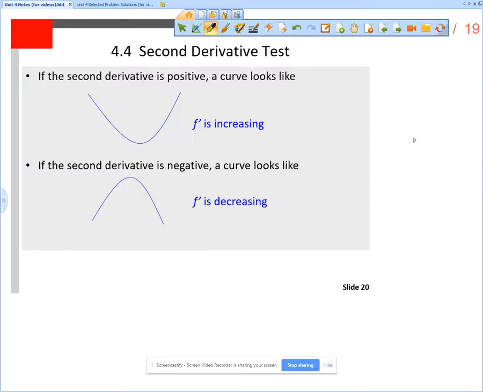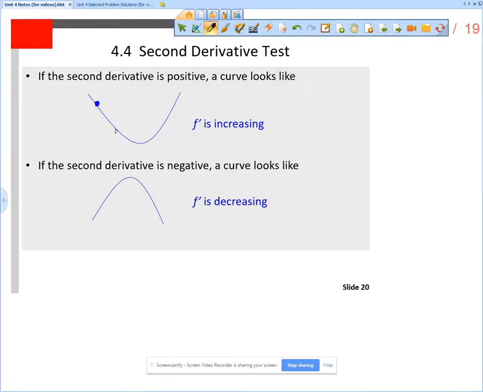All right, so in 4.4, we're talking about the second derivative and how it plays a role in the function f. If a second derivative is positive, a curve looks like this. If a second derivative is negative, a curve looks like this. What I want you to think about is what's going on with f prime. I say here f prime is increasing, but let's make sure we understand.